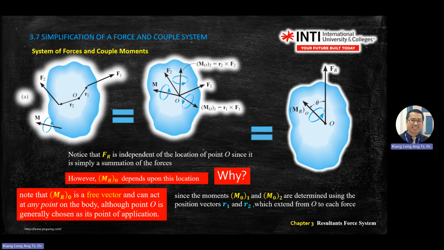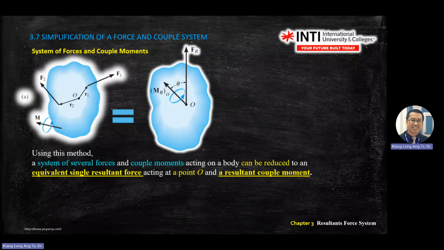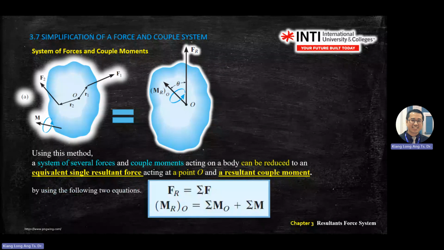In the previous class, we also mentioned the word free vector. So MRO is a free vector, can be added at any point on the body, although point O is generally chosen for the application. So we simplified the diagram on the left to the middle one. We call it the equivalent or single resultant couple moment. We arrive at this equation, but you're already familiar with this formula. If you have many forces, you just get the resultant by combining all the forces. You get the resultant moment by combining all the moments that you see on the bodies.